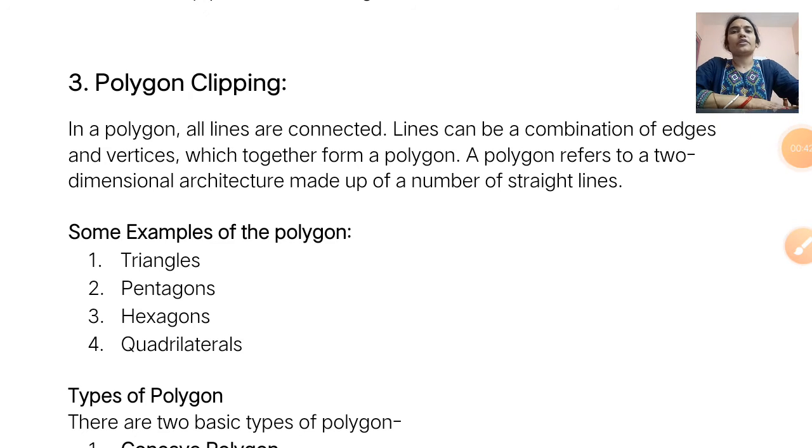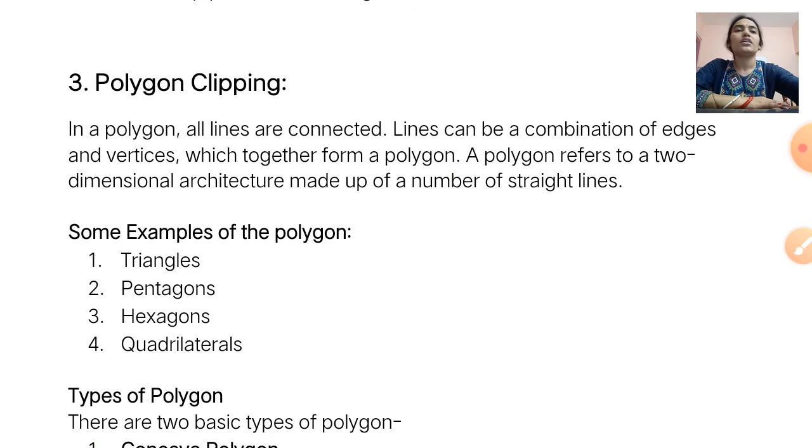Polygon clipping. First we discuss what a polygon is. In a polygon, all lines are connected. Lines can be a combination of edges and vertices, which together form a polygon. A polygon refers to a two-dimensional shape made up of a number of straight lines. Some examples of polygons are triangles, pentagons, hexagons, and quadrilaterals.